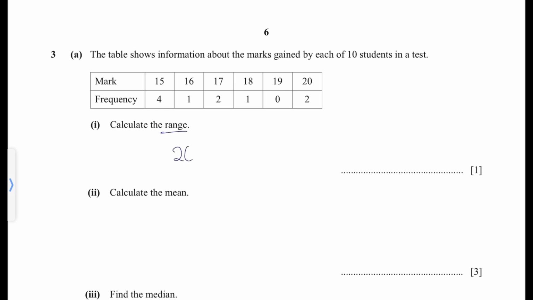I have to calculate the range. The range of the data will be 20 minus 15, which is equivalent to 5. Alright, because the highest mark is 20 and the lowest mark is 15.